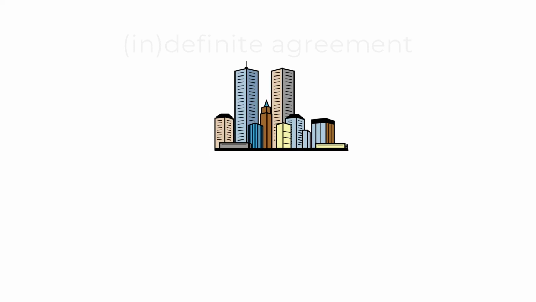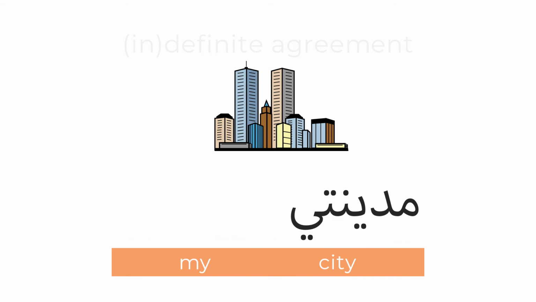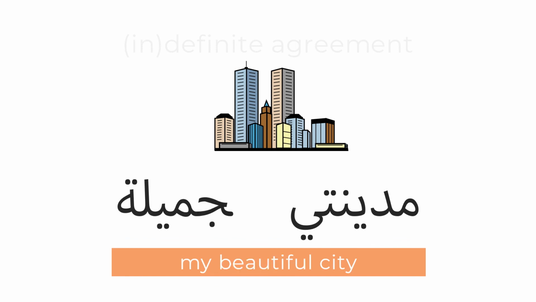مثال آخر: مدينتي يعني my city. Now, if I want to say my beautiful city, I would add ال. مدينتي الجميلة.